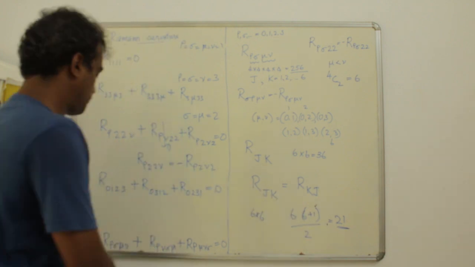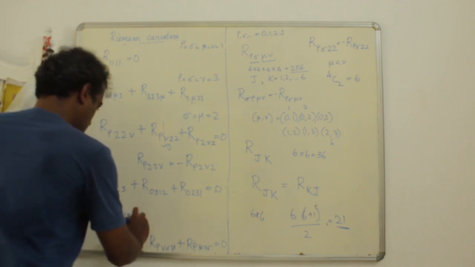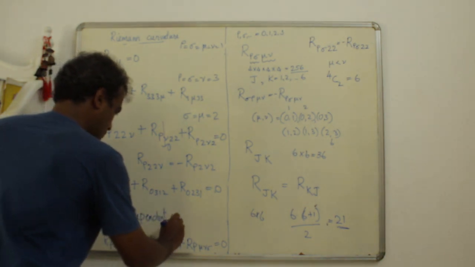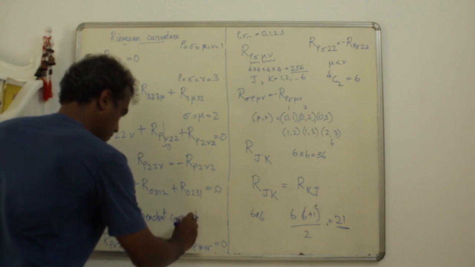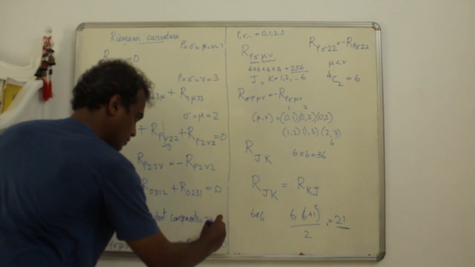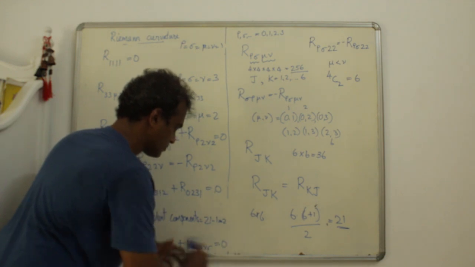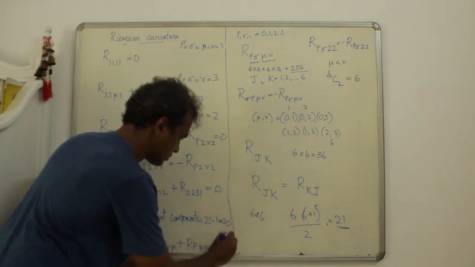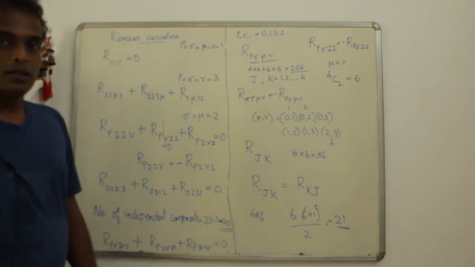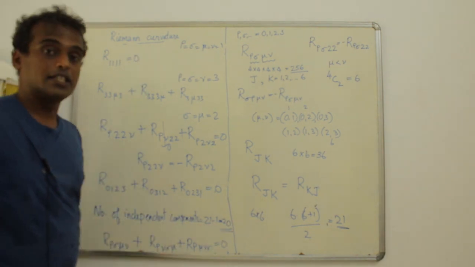Thus, the total number of independent components is 21 minus 1 equal to 20. So a Riemann-Christoffel curvature tensor has 20 independent components.